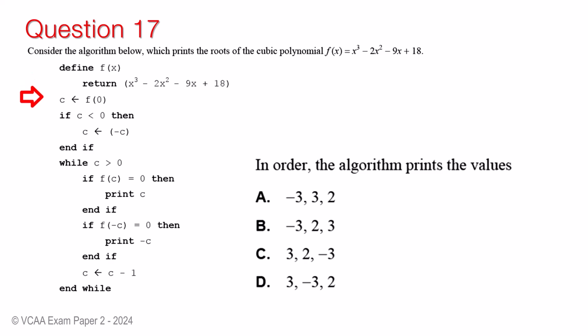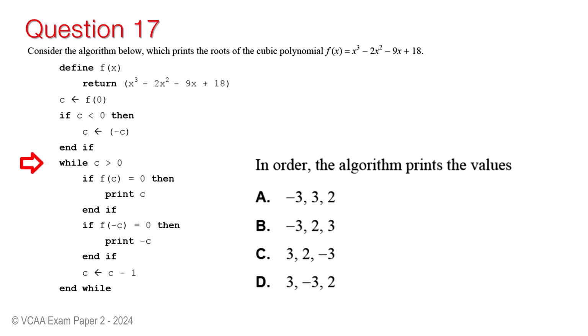The third line of code tells us that the first or seed value of C is equal to f of 0. So we can just substitute that in and get 18. Now we can start moving through the logic statements. The fourth line of code checks to see if C is less than 0. And it's not. So we can skip this part of the code.